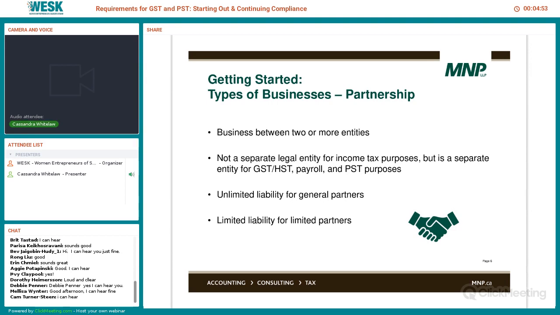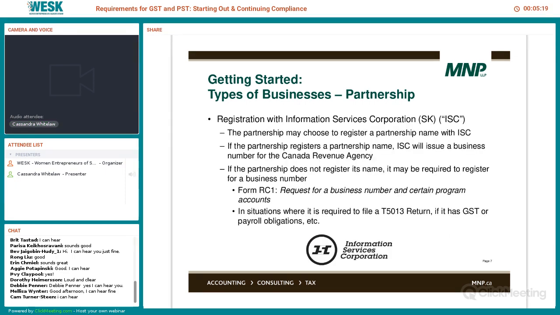The second type of business is a partnership, and so this is a business between 2 or more entities. It's not a separate legal entity for income tax purposes, but it is a separate legal entity for certain other types of accounts. Depending on how your partnership is structured, any general partners of the partnership will have unlimited liability. If you do have limited partners in your partnership, then the liability for those partners will be limited to their investment in the partnership.